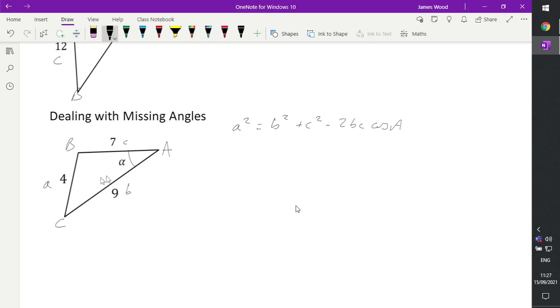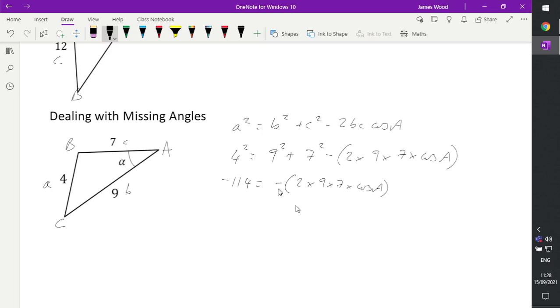So a squared, so that's going to be 4 squared, equals b squared. So that's 9 squared plus c squared, which is 7 squared, minus 2 times b, which is 9, times c, which is 7, times cos, and we're just going to have to leave it as cos A. I suppose you could write cos alpha if you wanted to. So to solve this, I'm going to do 4 squared minus the 9 squared and minus the 7 squared. That gives me minus 114 equals, and now we're left with just this, minus 2 times 9 times 7 times cos A.